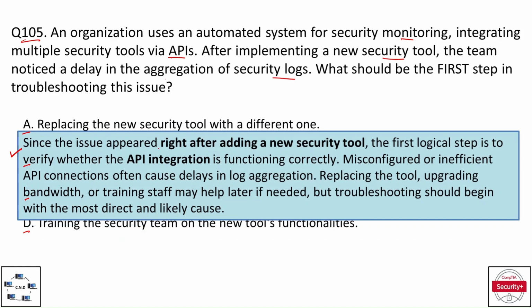So since the issue appeared right after adding the new security tool, the first logical step is to verify whether the API integration is functioning correctly. Misconfigured or inefficient API connections often cause delays in log aggregation. Replacing the tool, upgrading bandwidth, or training staff may help later if needed, but troubleshooting should begin with the most direct and likely cause.